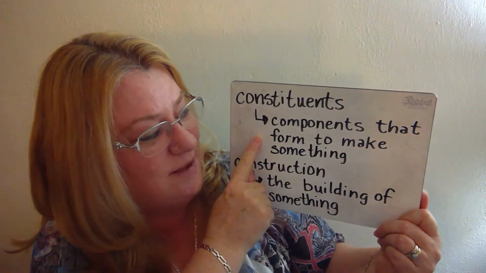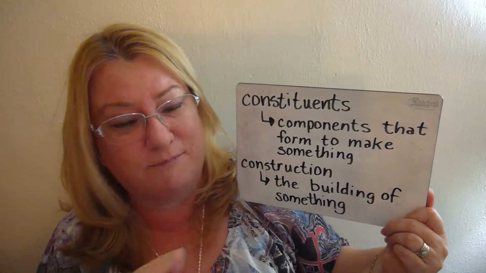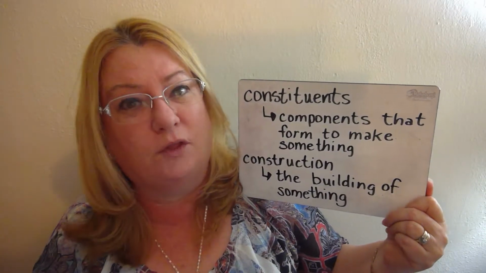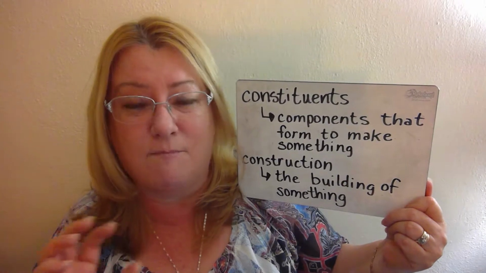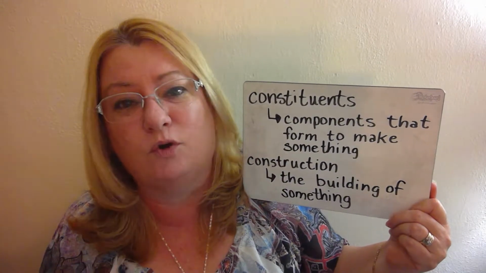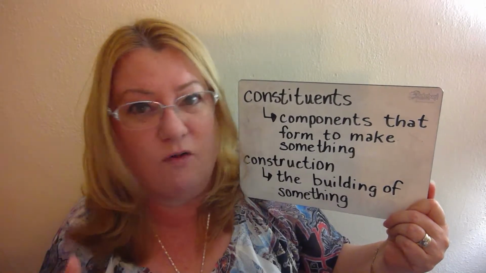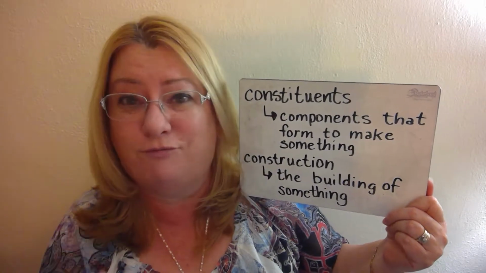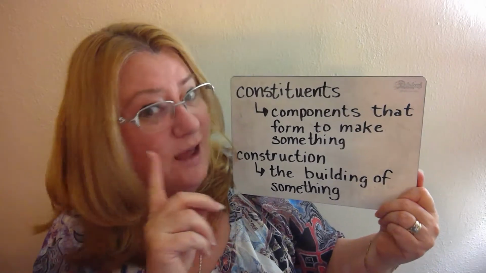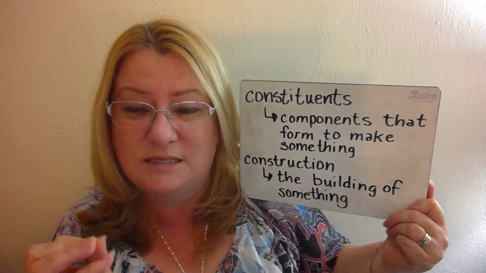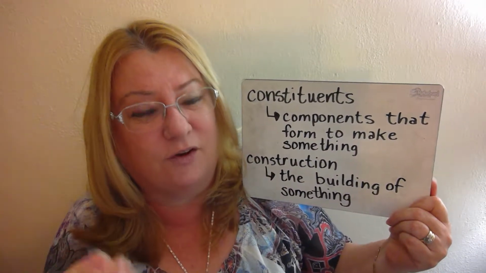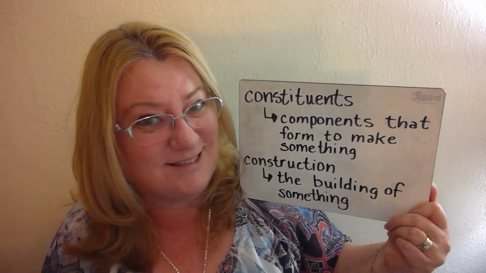It's the components that form to make something, such as you have all the parts that make a bicycle. You have all the parts that can make a salad. Those would be all the constituents, all those pieces together to form one thing. Now, this can happen within grammar because you have all those pieces that are brought together to form sentences.